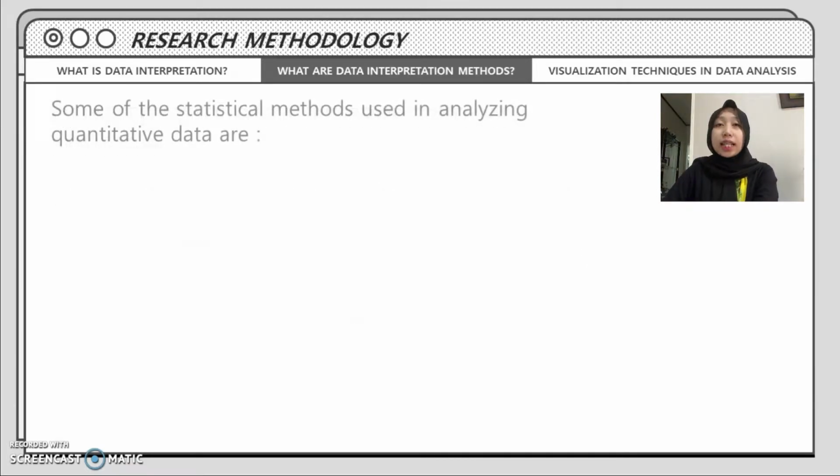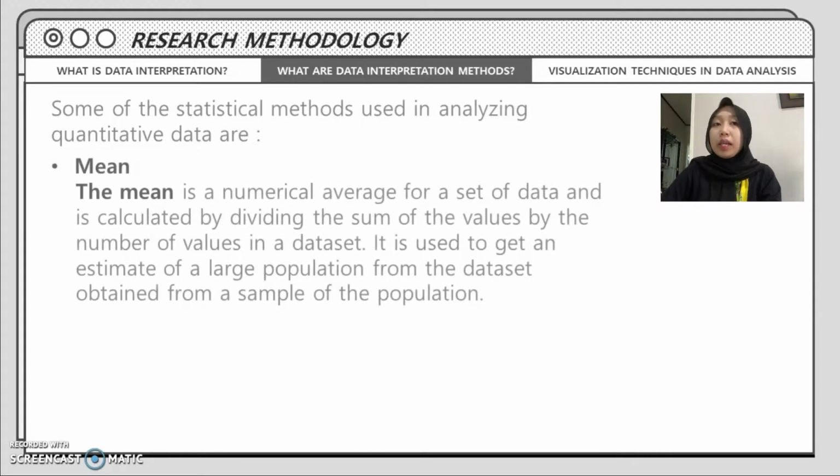Some of the statistical methods used in analyzing quantitative data are: first, mean. The mean is a numerical average for a set of data and is calculated by dividing the sum of the values by the number of values in a data set. It is used to get an estimate of a large population from the dataset obtained from a sample of the population.